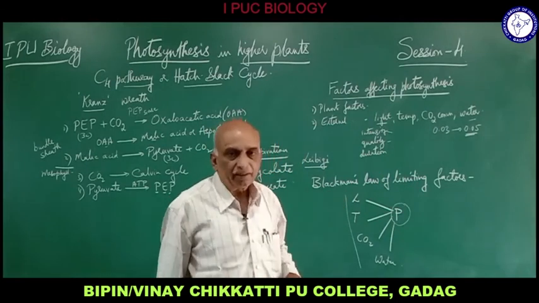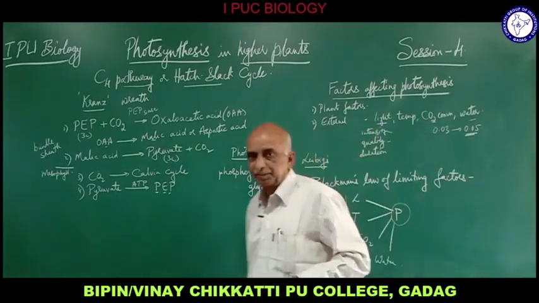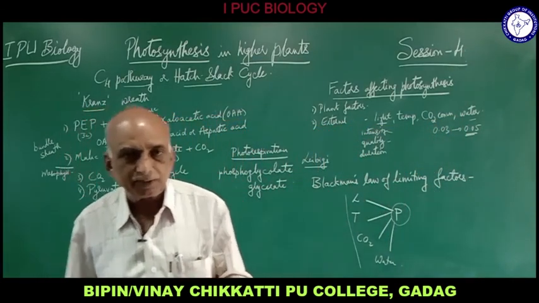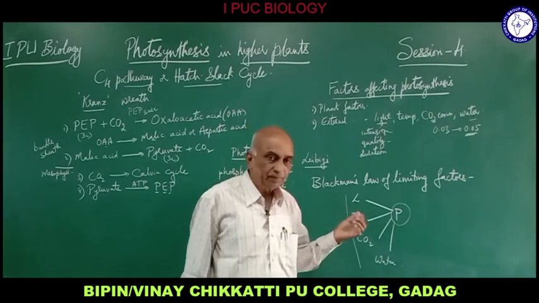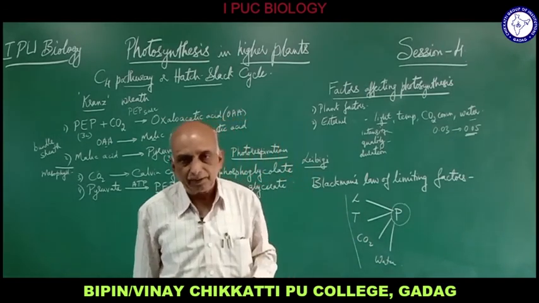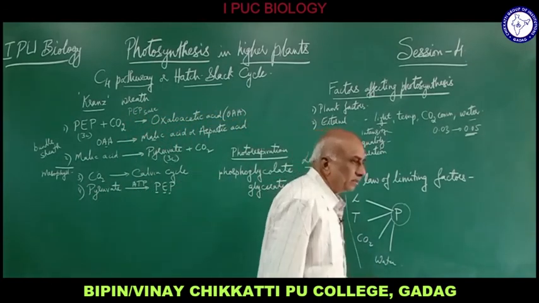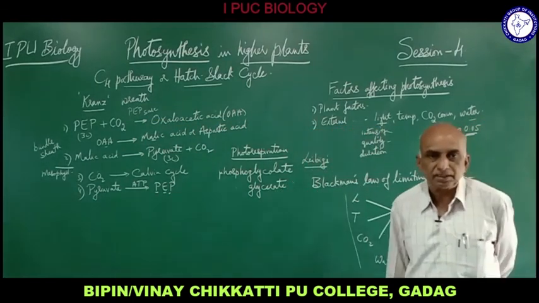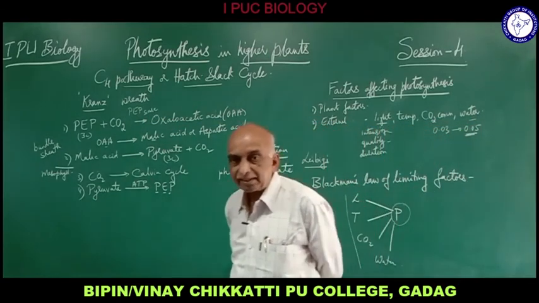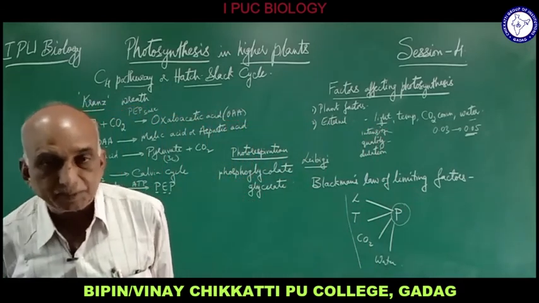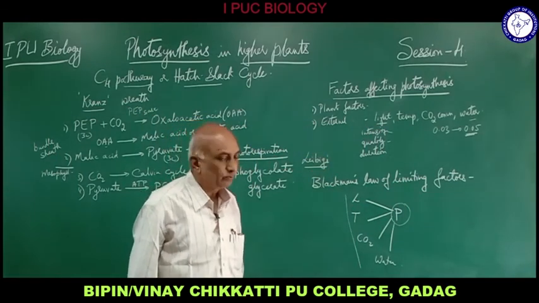This was proposed by F.F. Blackman, who also said that photosynthesis occurs in two steps, two phases: the light reaction and the dark reaction. He proposed this law of limiting factors by modifying Liebig's law of minimum. So that is about the photosynthetic reaction and the various events in the light reaction, the dark reaction, the C3 pathway, and also the C4 pathway called the Hatch-Slack cycle. Then what is photorespiration, then factors affecting photosynthesis like light, temperature, CO2 and water.